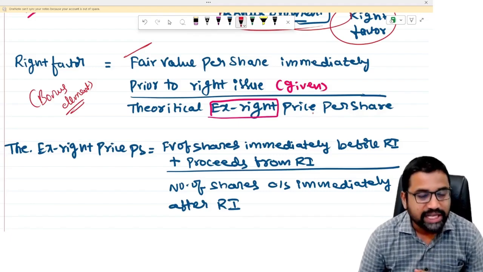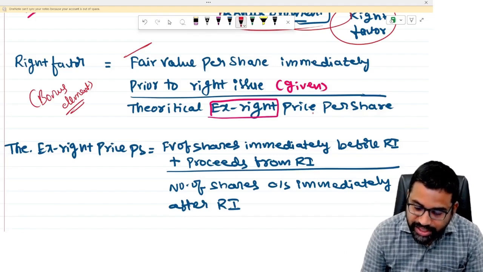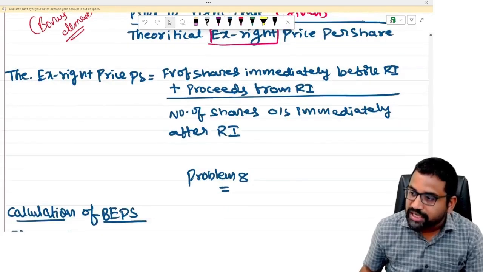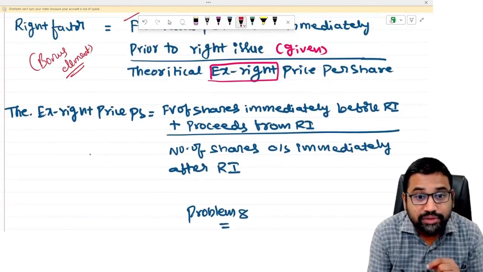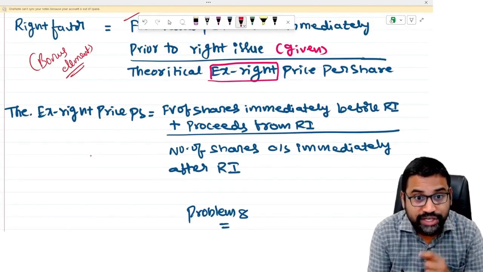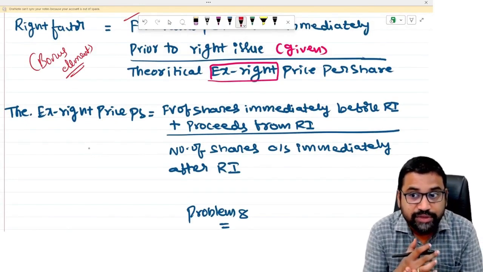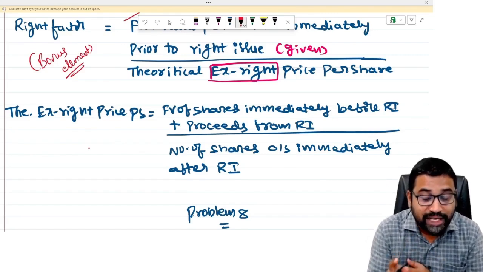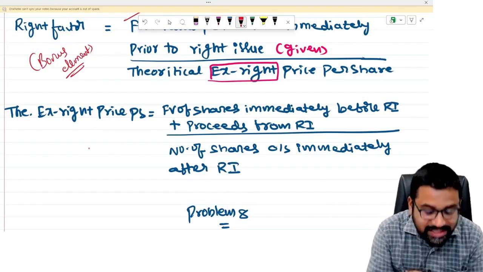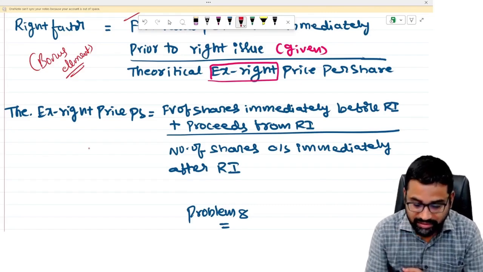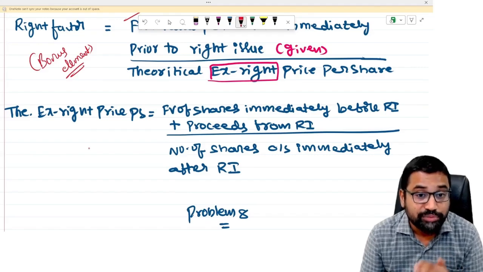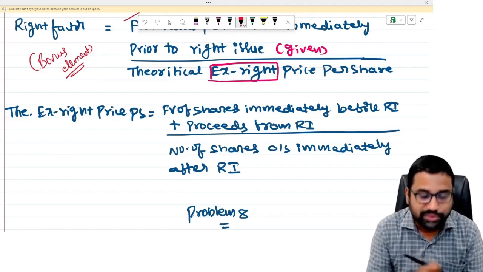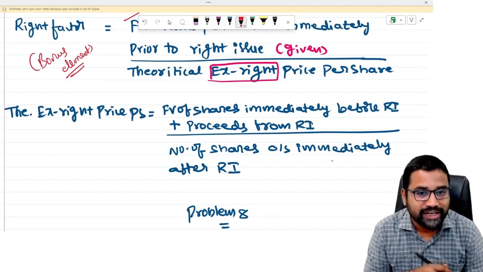How to find out this theoretical ex-right price per share? Fair value of shares immediately before right issue plus proceeds from right issue, divided by number of shares outstanding immediately after right issue. This is similar to the valuation of right. In the first part, in the bonus and right issue topic, I told you how to value the right: the value of the right is cum-right value minus ex-right value. This is the same formula we used there.